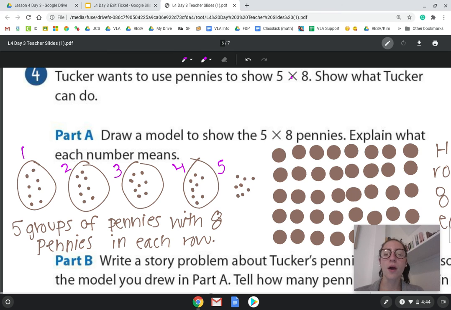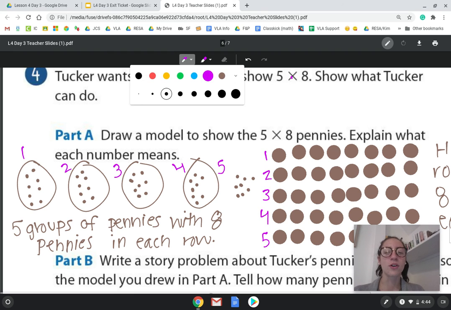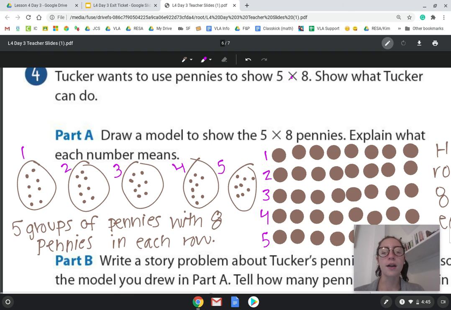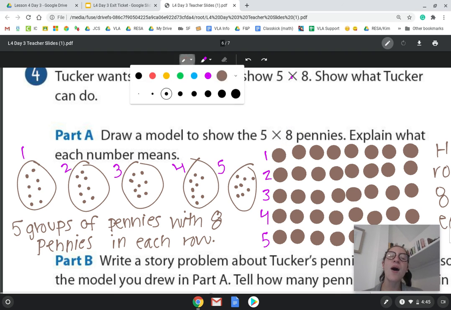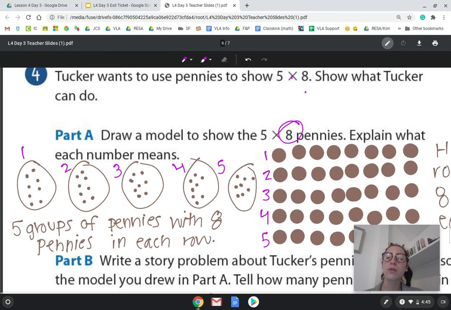So let's count that. We've got 1, 2, 3, 4, 5. And I know I did it again. I erased my group. Oh, silly Miss Murphy. All right. Now we'll have to look at our second factor. Our second factor in any multiplication problem tells us how many are in each group. All right. So we know that there should be 8 pennies in each group over here.